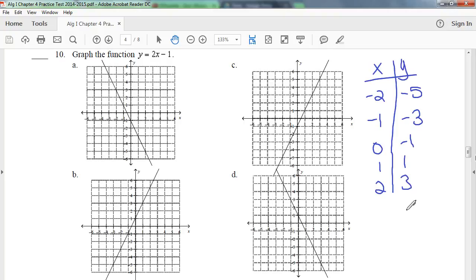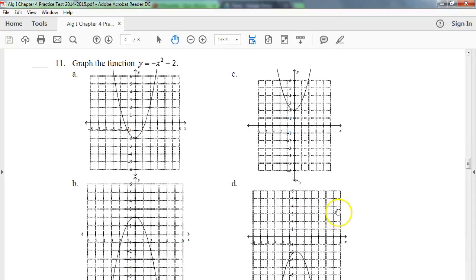Now it might help to just choose a graph here, any graph, and draw these points onto it so we can get an idea of what it should look like. -2, -5 is down here. -1, -3 is here, and it looks like we might have gotten lucky and chosen the correct one to begin with. 1, 1, and 2, 3, and it looks like C is the winner on number 10.